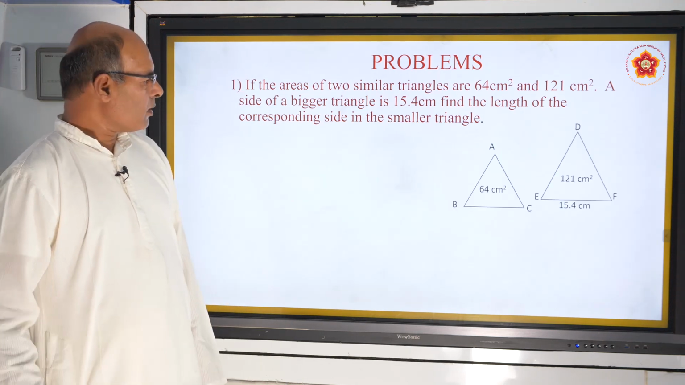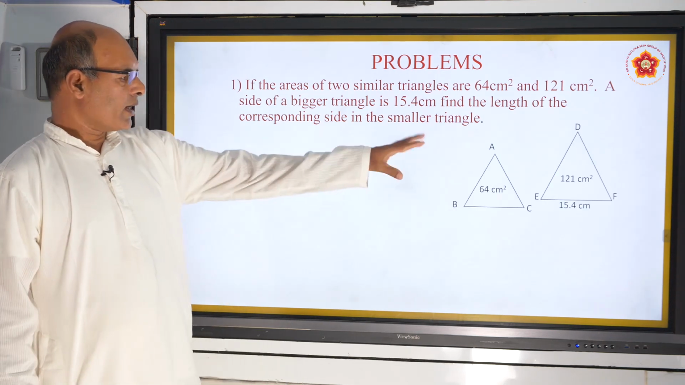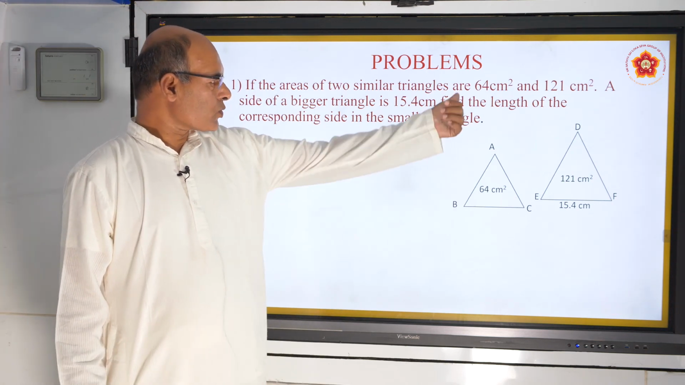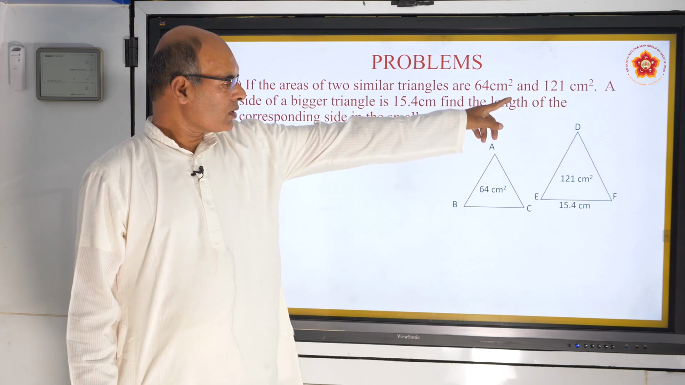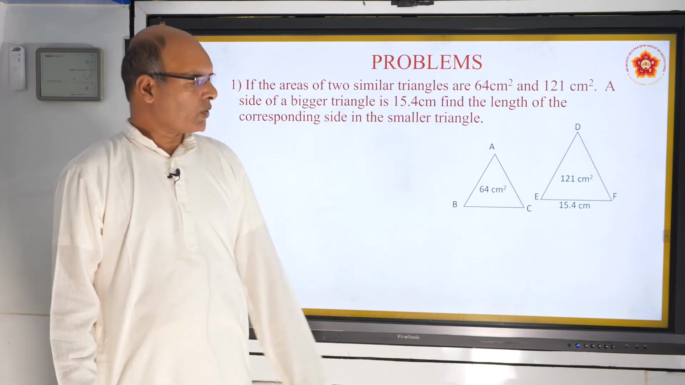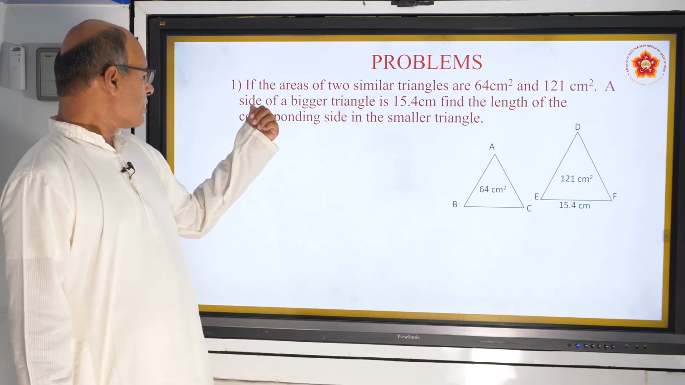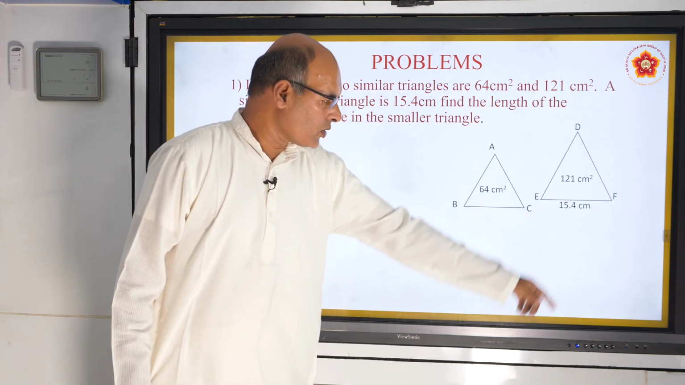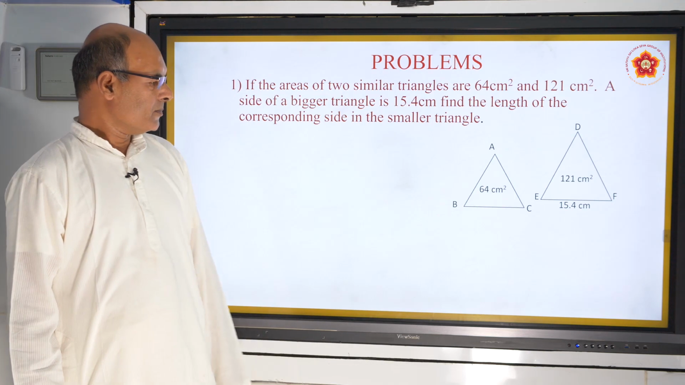So let us draw a diagram. One small triangle and another one is a bigger triangle. Area of the smaller triangle is 64 cm square. Area of the bigger triangle is 121 cm square. It is given that the side of the bigger triangle is 15.4 cm. Let EF be equal to 15.4 cm.